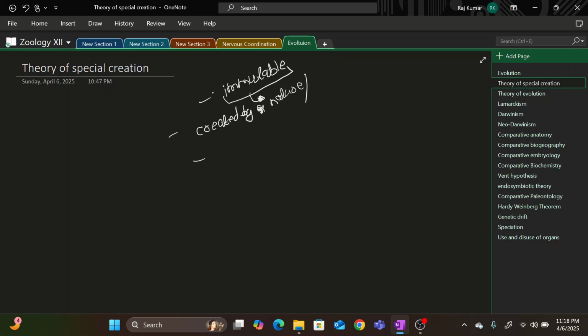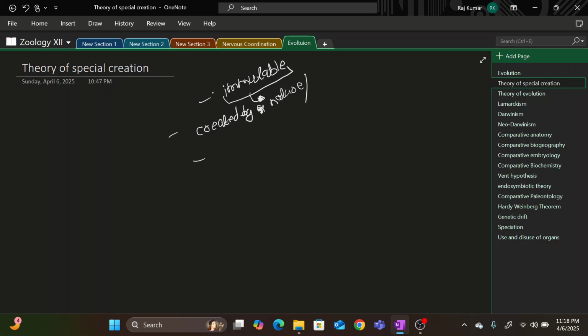have developed into more complex forms and formed different types of organisms. It's not that they have mutated and due to mutation there was evolution of certain new organisms. So this is not the case with the theory of special creation.